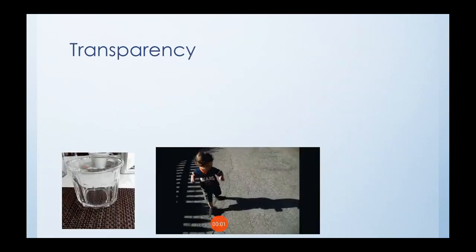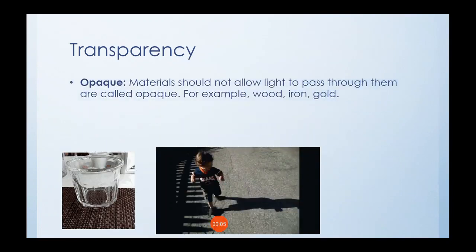So, the last topic is called transparency. Here we have 3 categories. One is opaque. A material that does not allow light to pass through it is called an opaque object, right? For example, wood, iron, gold do not allow light to pass through them. What happens if light falls on a particular object? A human is a very good opaque object. See here what happened to the boy. It shows a shadow, right? So an opaque object is able to produce a shadow, because it does not allow light to pass through it.